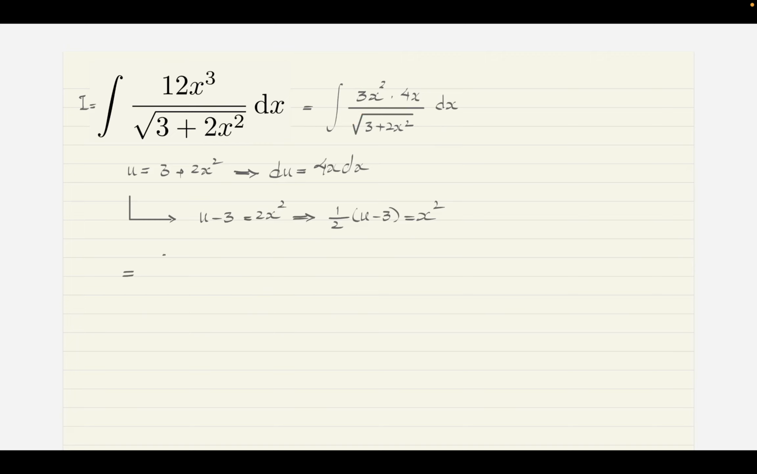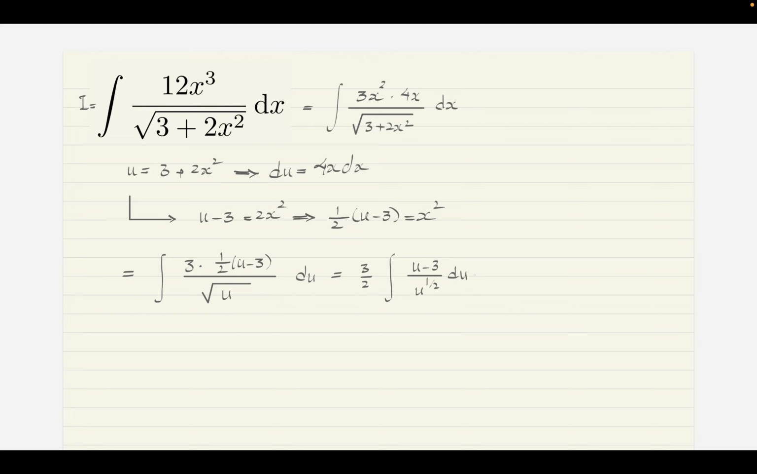Okay, so this becomes integral 3 times, instead of x squared, I put 1/2 u minus 3. And then instead of 4x dx, I can simply put du. So let me write du in front of the fraction line, and then divided by square root of u. But that is easy now to calculate. 3/2, I can pull it out, and then I will have u minus 3, and instead of square root of u, I write u to power 1/2 du.